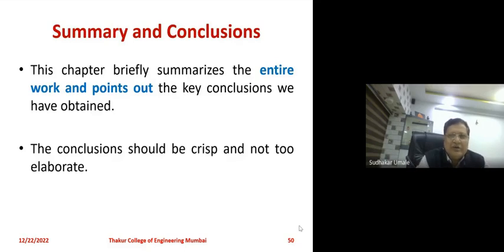Hence, how to write the summary is very important. This chapter briefly summarizes the entire work and points out the key conclusions we have obtained. Hence, you have to summarize. So you find what the summary points are. The conclusion should be crisp and not elaborate.